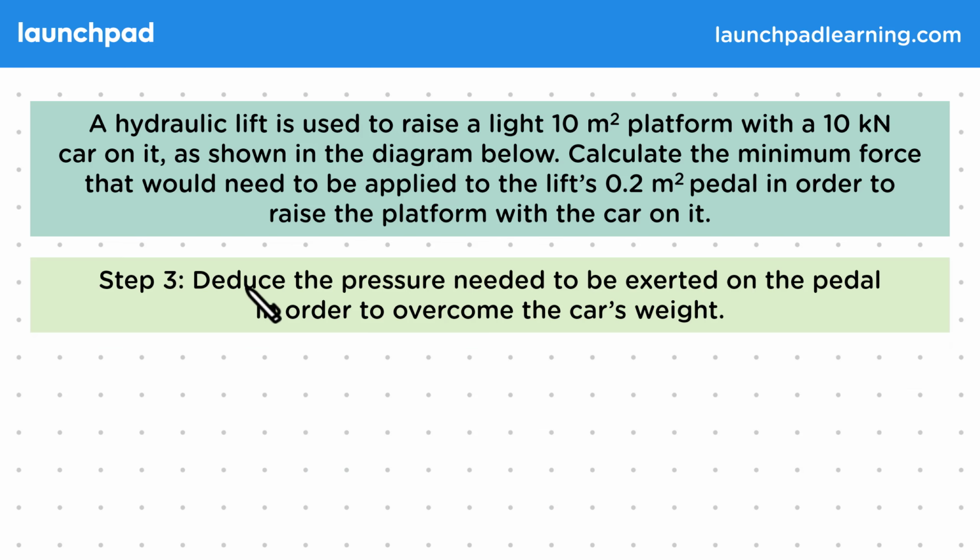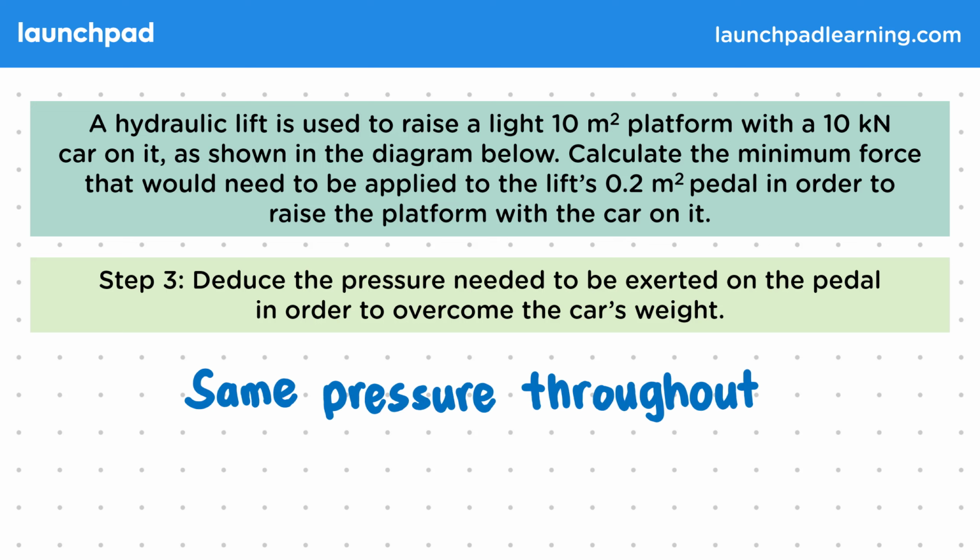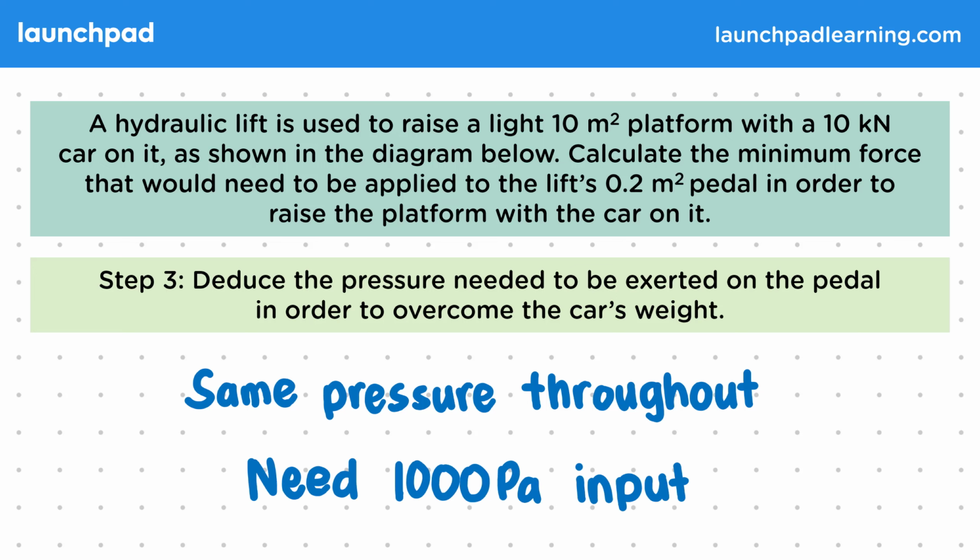In step 3, deduce the pressure needed to be exerted on the pedal in order to overcome the car's weight. Remember that the key to solving hydraulics questions is that the liquid used will have the same pressure throughout. So whatever input pressure we give to the pedal will become the output pressure at the platform. So since we need the output pressure to overcome the 1,000 pascal pressure from the car, we need at least 1,000 pascals in the input. Now we know what input pressure we need, we can calculate the force that will create this pressure.